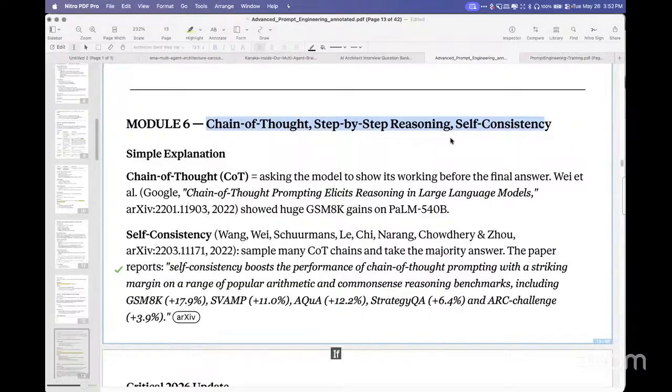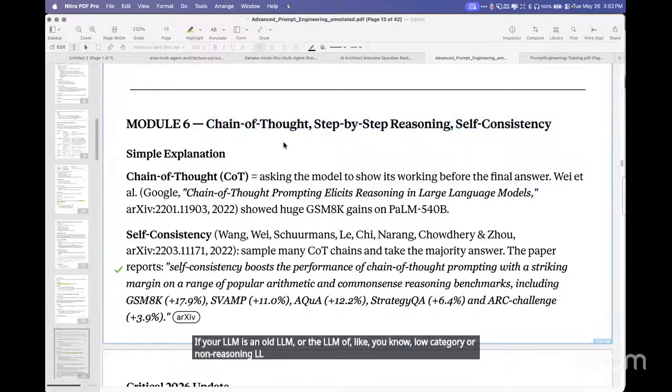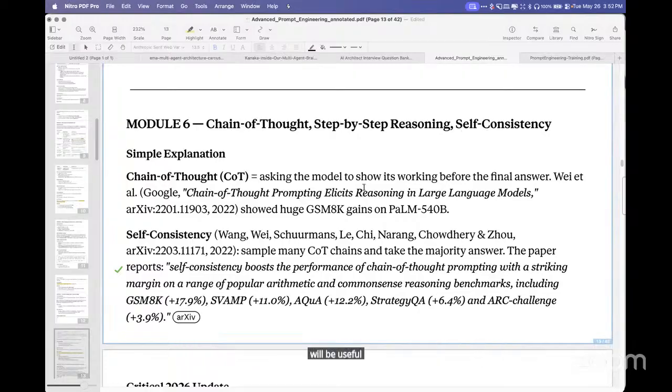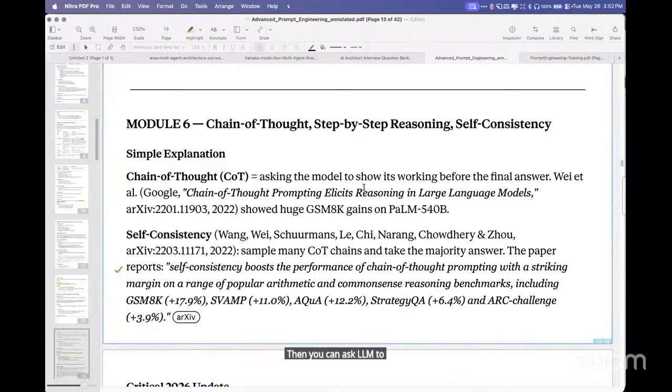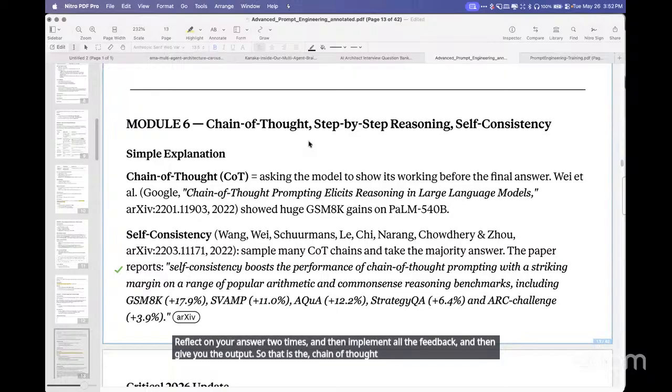But if your LLM is an old LLM, or an LLM of a low category, or a non-reasoning LLM, then only this chain of thought or step-by-step reasoning will be useful. So the general prompt of chain of thought is like, say you have asked the LLM to write an essay, then you can ask the LLM to reflect on your answer 2 times and then implement all the feedback and then give you the output.